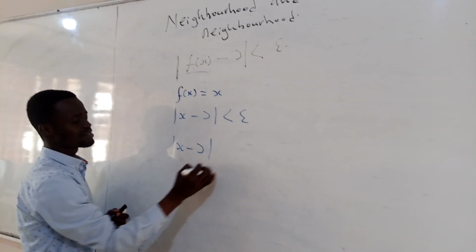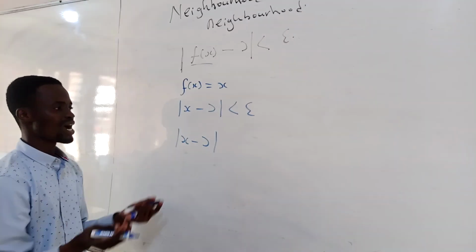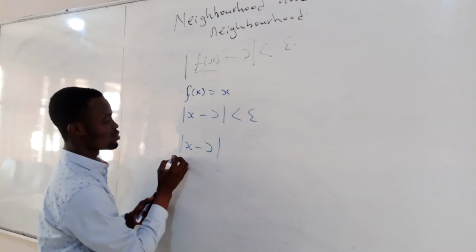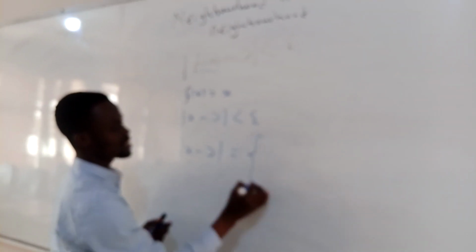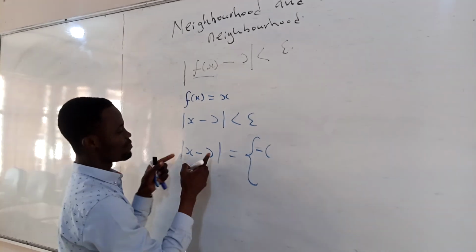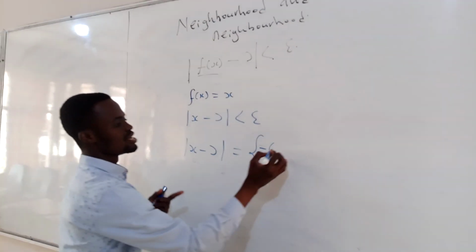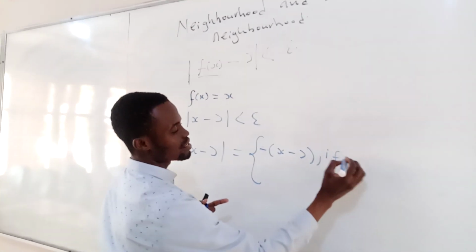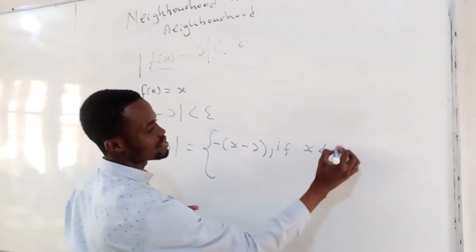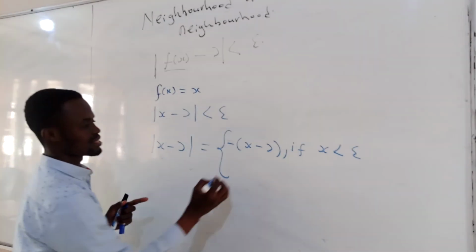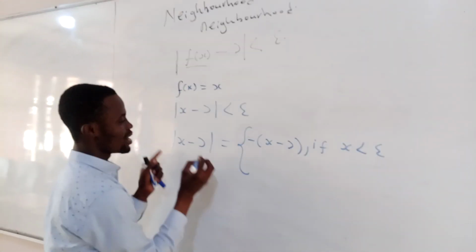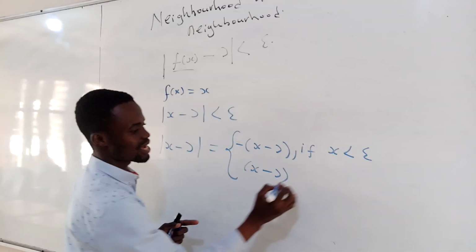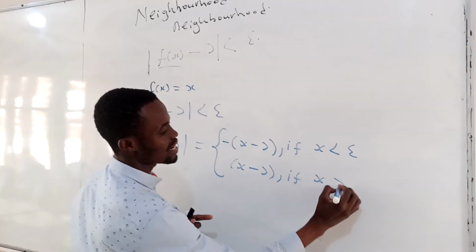you have to change it to a piecewise function. So to change this one to a piecewise function is easy. So you're going to get this whole thing equal to something like negative of the one in the absolute. So you're going to get negative of x minus a if x is less than a. And the second one is you're going to get the positive side of the one in the bracket. So you're going to get x minus a, that is the positive side, if x is greater than a.